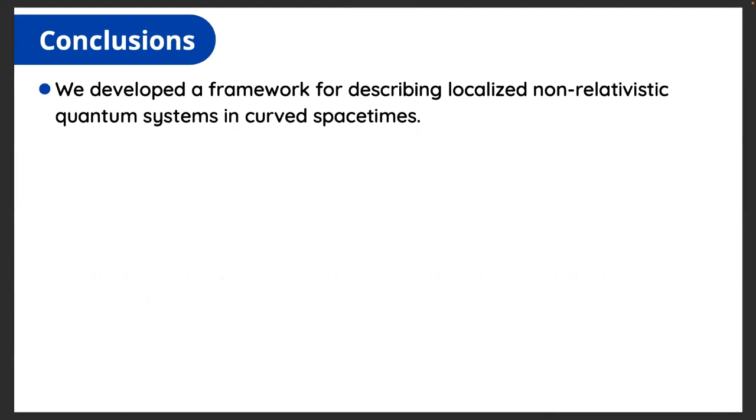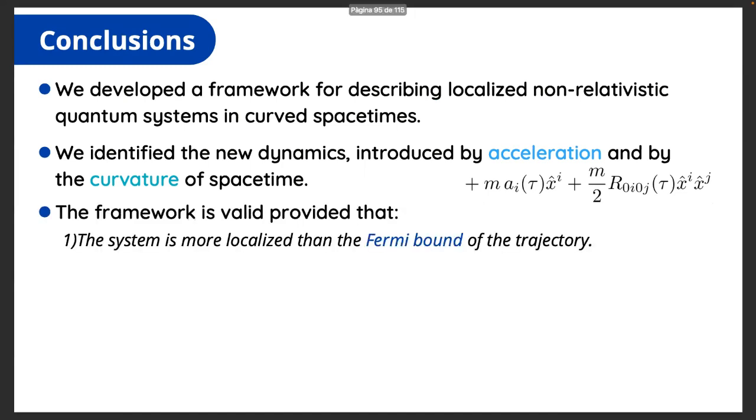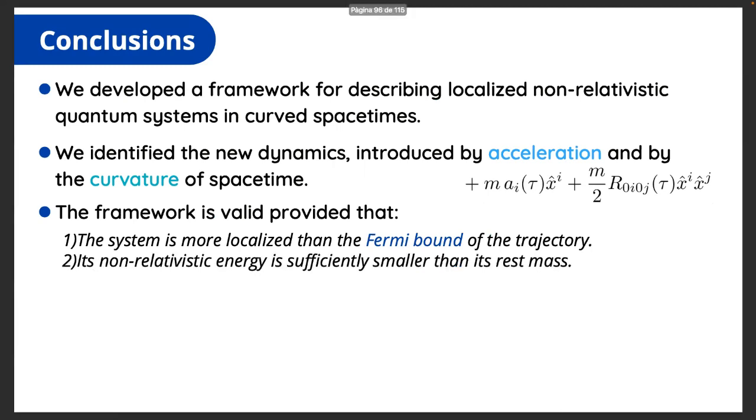But basically, we developed a framework for describing localized non-relativistic quantum systems in curved spacetimes. We identified the new dynamics introduced by acceleration and curvature of spacetime, which are these two terms that you have to add into your description. Now we're talking about a wave function in curved spacetimes to leading order corrections in curvature and acceleration. This framework is valid provided that, one, the system is more localized than the Fermi bound of the trajectory. Two, its non-relativistic energy is sufficiently smaller than its rest mass.